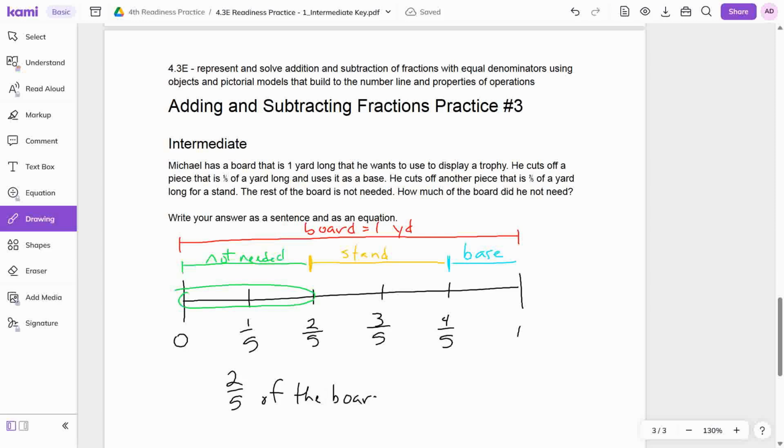Now, you might not have drawn a number line. Could have used an equation. You could have used another model. As long as we came up with 2/5, we're good.